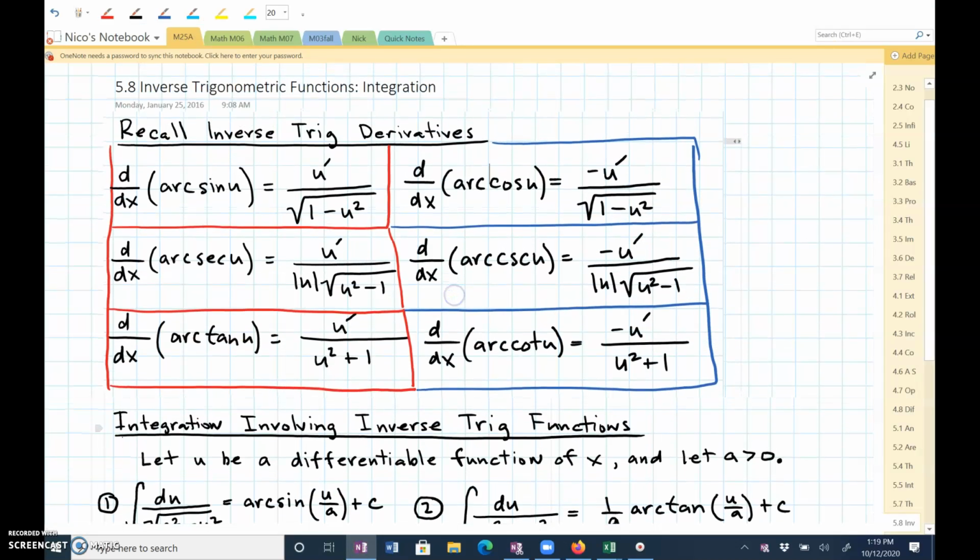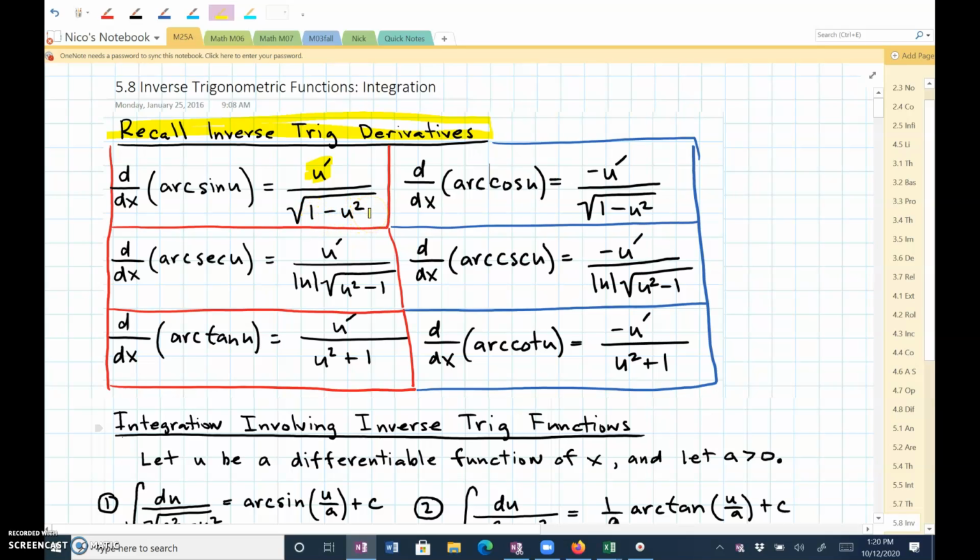All right, 5.8, inverse trigonometric functions integration. So first of all, let's recall inverse trig derivatives. Hopefully you remember when we take the derivative of the inverse sine of u, or arc sine of u, with respect to x, the proof that we went through, it's going to be u prime all over the square root of 1 minus u squared.